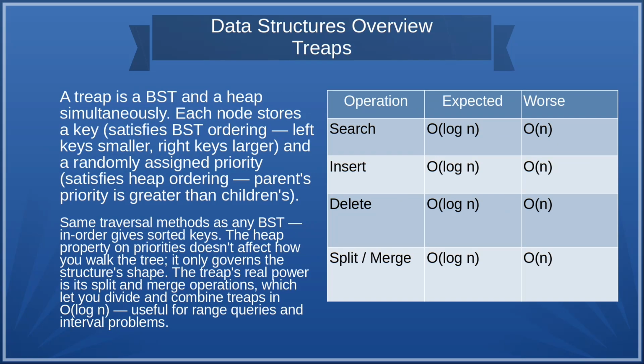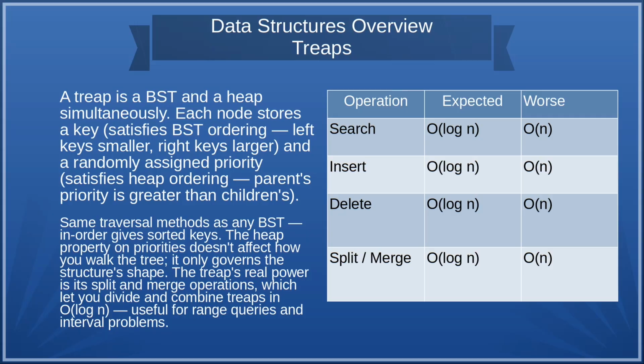Here we have treaps. A treap is a BST and a heap simultaneously. Each node stores a key, satisfying BST ordering, left key smaller, right key larger, and a randomly assigned priority satisfying heap ordering. Parents' priority is greater than children's. Same traversal methods as any BST. In-order gives sorted keys. The heap property on priorities doesn't affect how you walk the tree. It only governs the structure shape.